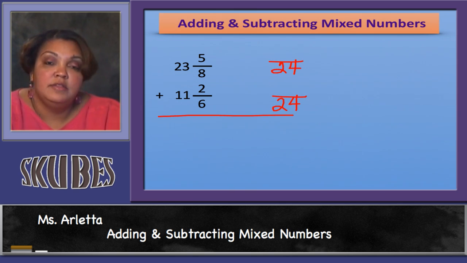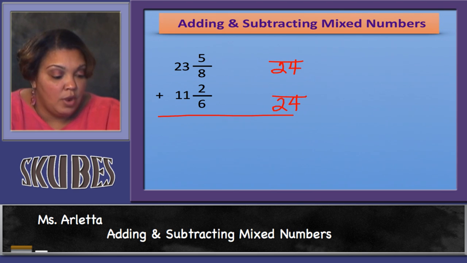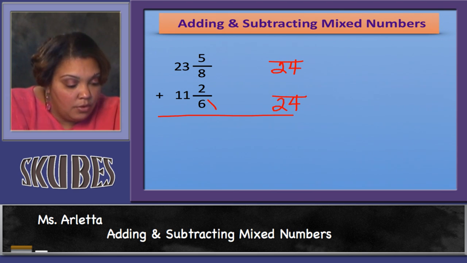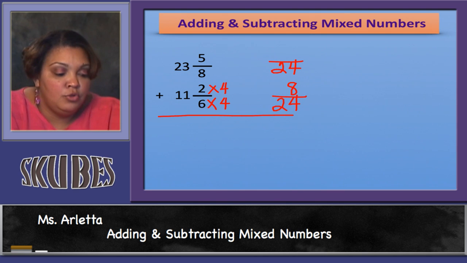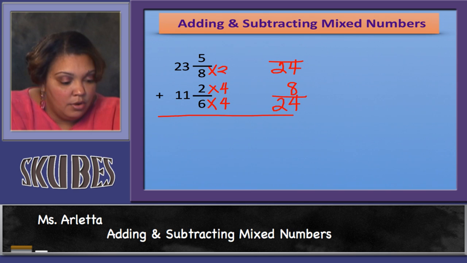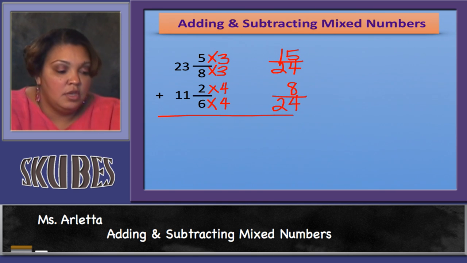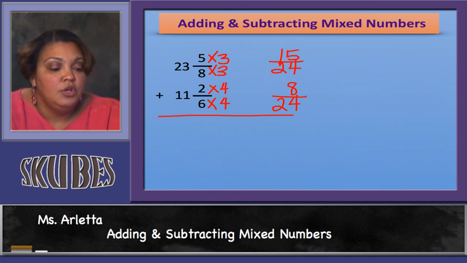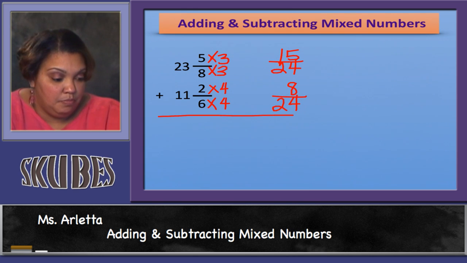And the next step is to make equivalent fractions. Well, 6 times 4 is 24, which means 2 times 4 here is 8. Remember I said whatever you do to the bottom of the fraction, you must do to the top. At the top fraction, 8 times 3 is 24. And we have to multiply 5 times 3, which will give us 15. Once again, whatever you do to the bottom of the fraction, you have to do to the top.